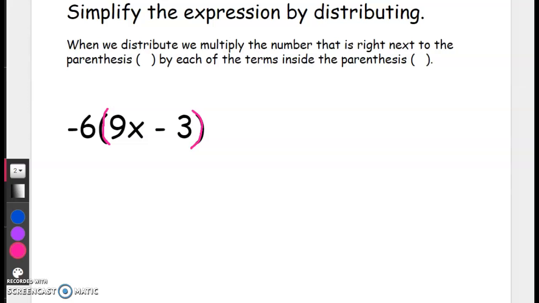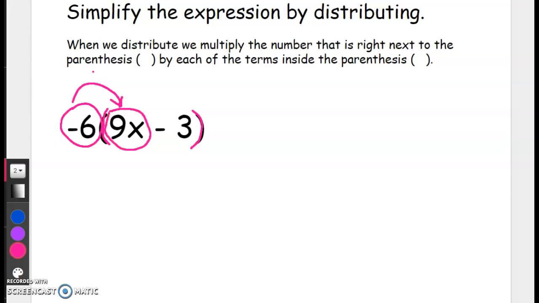I'm going to distribute by the number that's right next to my parentheses on the outside. I have a negative 6 that's right next to my parentheses, so that is what's being distributed or passed out, multiplied by each one of those terms. The first thing I'm going to distribute that negative 6 to is this positive 9x. And it's positive because there is nothing in front of it.